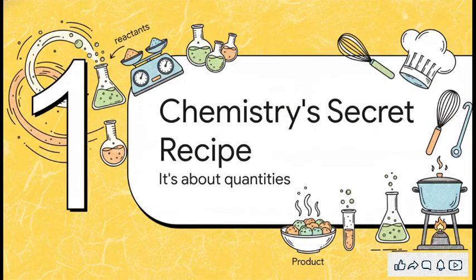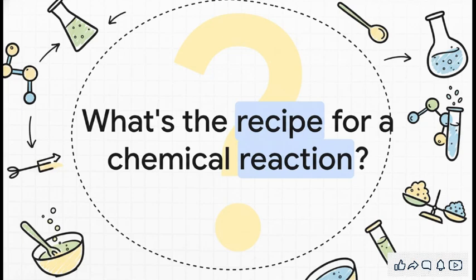Okay, so first things first, let's just think of chemistry as like super precise cooking. Seriously, it's all about knowing exactly how much of your ingredients, we call those reactants, you need to make your final dish, or what we call the products. Think about it. If you want to bake cookies, you need a recipe, right? Well, what's the recipe for a chemical reaction?